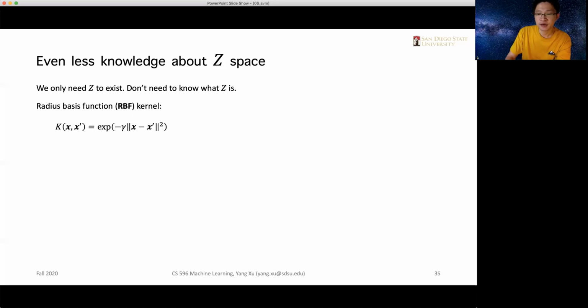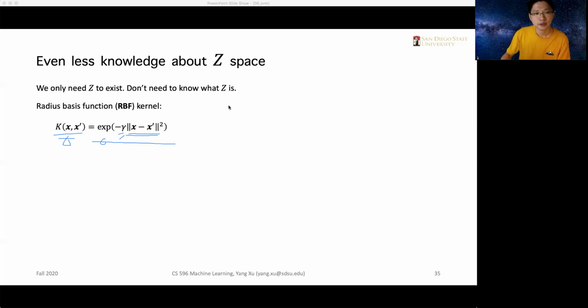radial basis function RBF kernel uses the distance between two data points in the X space. It's the L2 norm, or the Euclidean norm, times some gamma, which is the hyperparameter, given negative, and then raised to the power of e. So that's the exponential function. That is some kernel we can use. And this kernel also represents some inner products in a higher dimensional space.